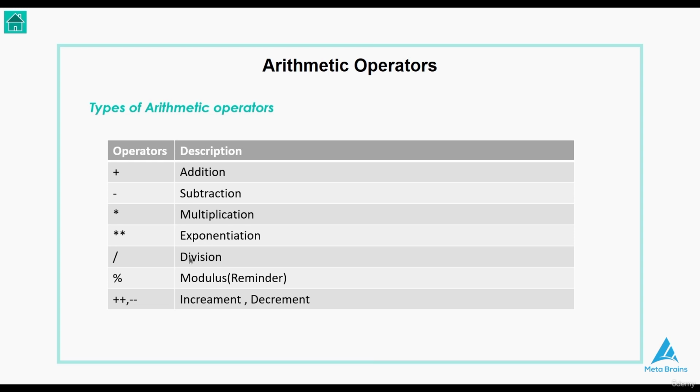Alright, so the division is used to divide two numbers. For modulus, I'll explain it with an example. The increment operator is used to increase a number, and the decrement operator is used to decrease a number. So let's have an example for modulus, first of all.